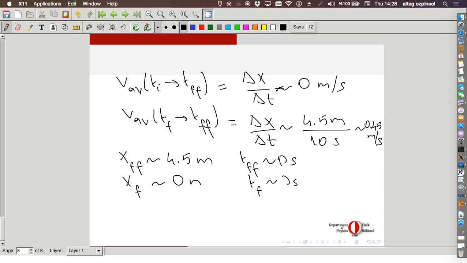How do you estimate the measurement error in velocity given these measurement errors? What is the error bar in V? What's the uncertainty in V? That's what you're asking? Yeah.